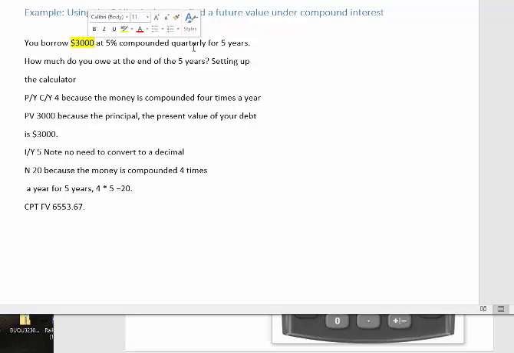So remember, what happens is that at the end of each quarter, the interest which has been earned by that $3,000 is added to the principal. So the new principal then starts the second quarter. The interest is even more because it's a larger principal, and so it rolls along. And we need to find out how much I need to pay back at the end of 5 years.